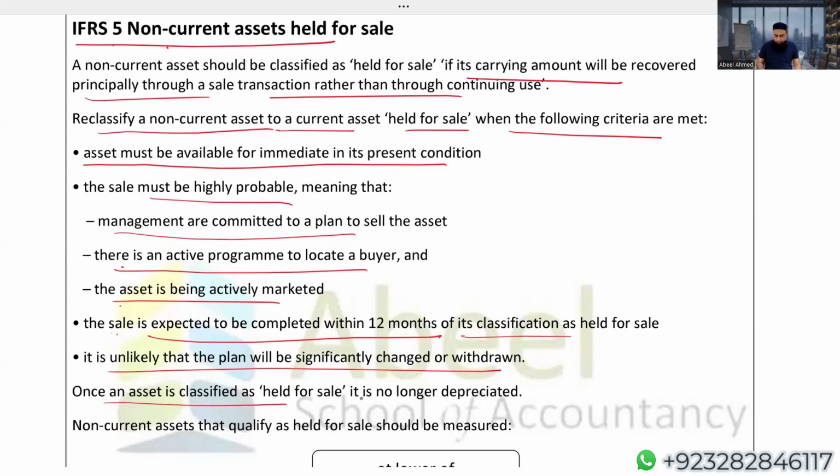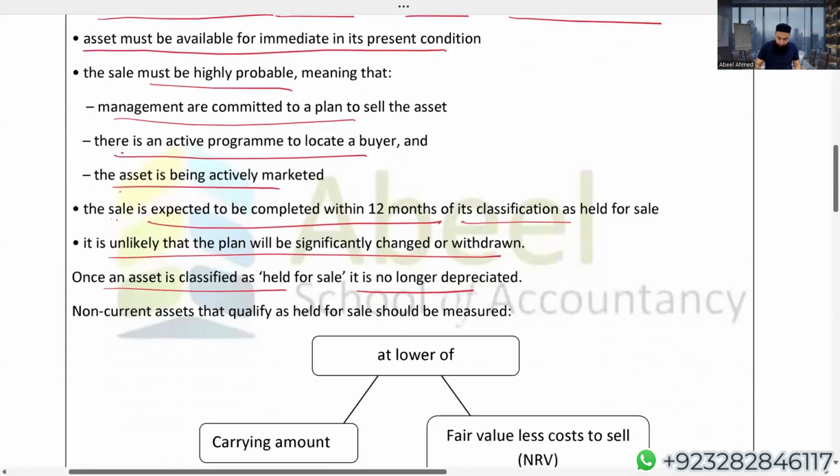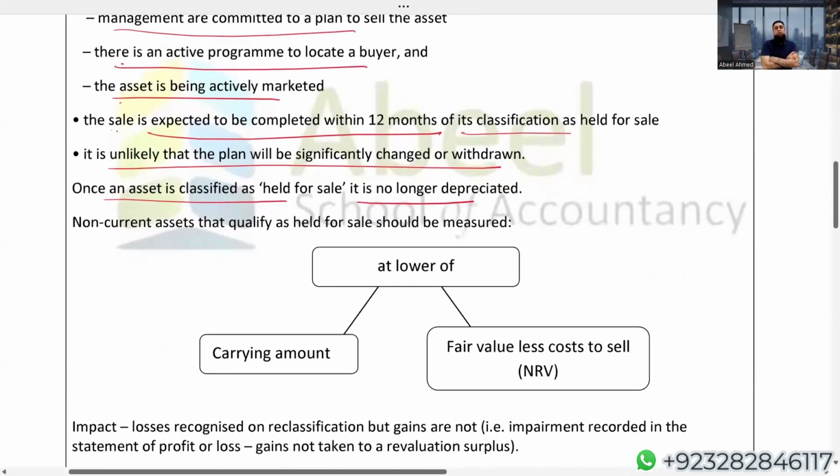Once an asset is classified as held for sale, it's no longer depreciated. We have already discussed: after applying IFRS 5 on a non-current asset, no more depreciation, plus the non-current asset will be reclassified as a current asset in your SOFP. Another point: you have to show this non-current asset held for sale under current assets, as a separate line item. You cannot add it with any other current assets. Plus, it will be measured at the lower of carrying amount and fair value minus cost to sell.